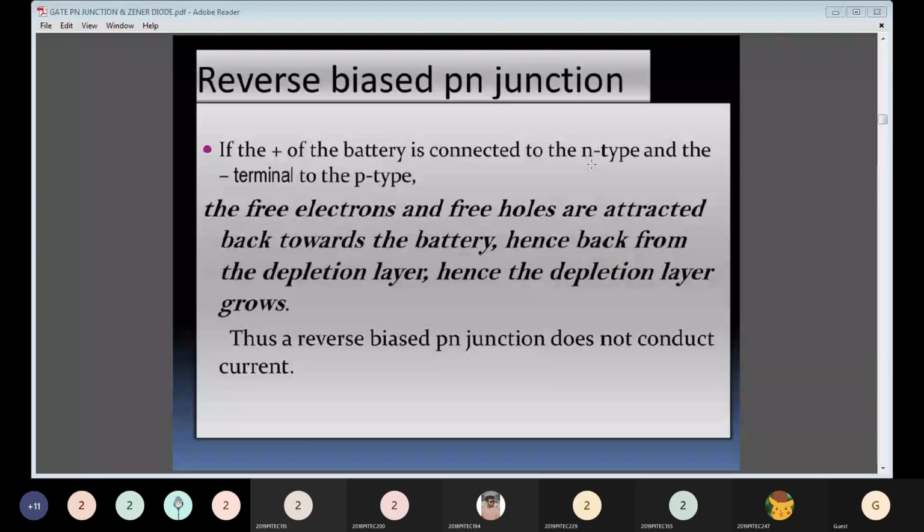Next, we move on to the reverse bias PN junction. If the positive terminal of the battery is connected to the N-type material and the negative terminal of the battery is connected to the P-type material, this is called a reverse bias junction. The free electrons and free holes are attracted back towards the battery, hence away from the depletion layer. So the depletion layer will grow. Thus, a reverse bias PN junction diode does not conduct any current, except for minority charge carriers, as the depletion layer will be very thick.